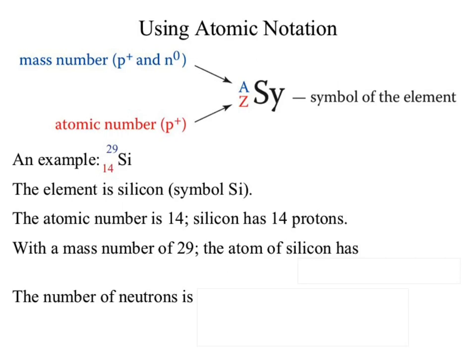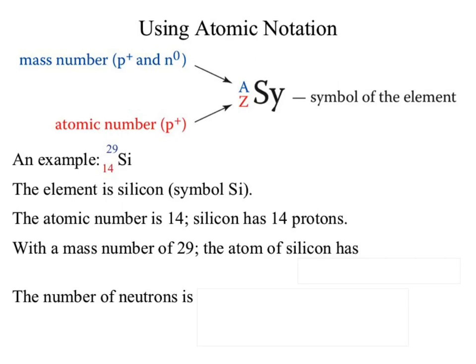How many protons does boron have? 5. Did I tell you the atomic number for boron? No. How'd you know the number of protons? Because it's the atomic number. As soon as you know the symbol, you can use the periodic table to pull the number of protons off of it, because it is the atomic number specified on the periodic table.